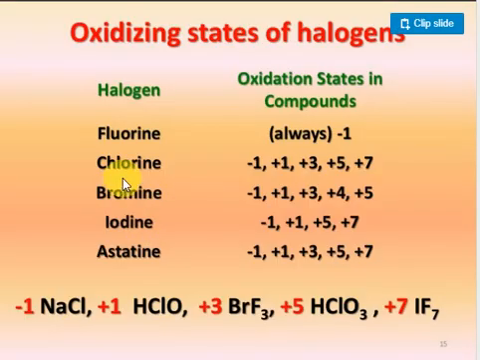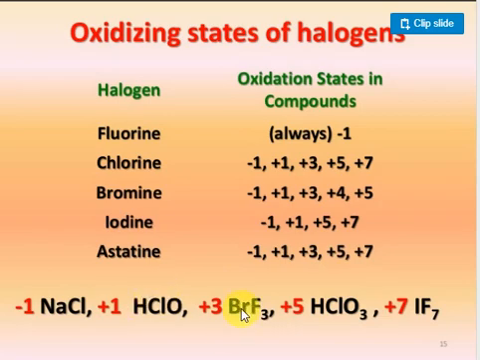Look at chlorine: -1, +1, +3, +5, +7. The odd numbers will come: 1, 3, 5, 7. Bromine is also -1, +1, +3, +4, +5. Iodine is -1, +1, +5, +7. Astatine is -1, +1, +3, +5, +7. In sodium chloride, sodium is +1, you know very well, and chlorine is Cl-. Clear? If you take HOCl, chlorine is +1.